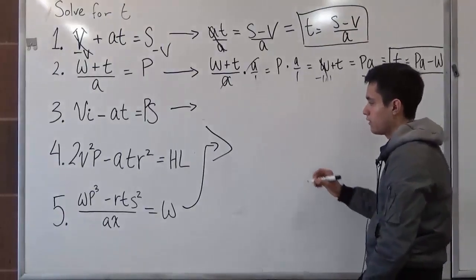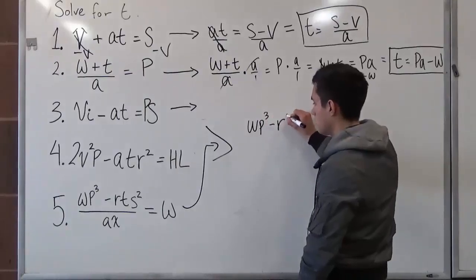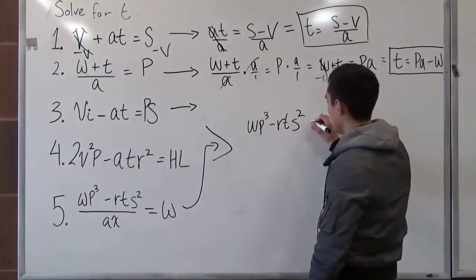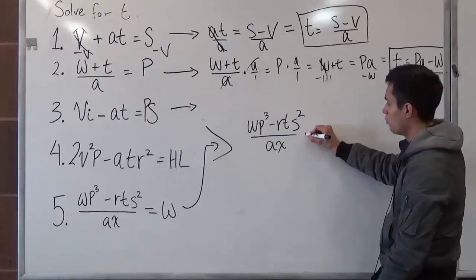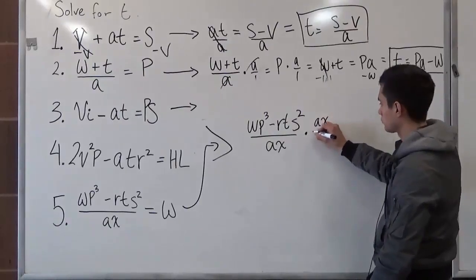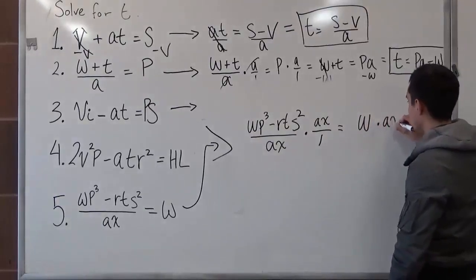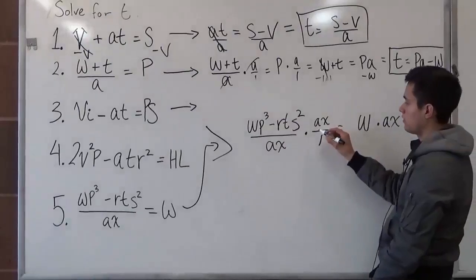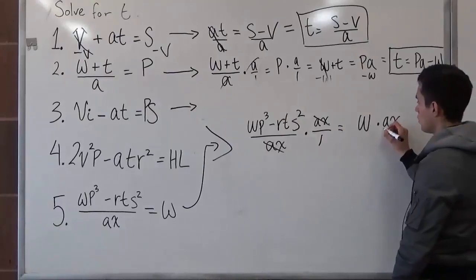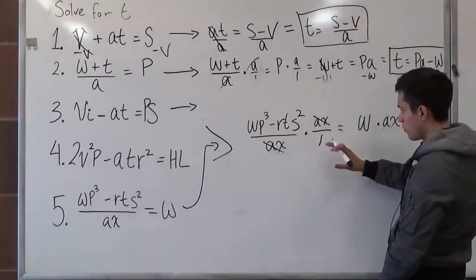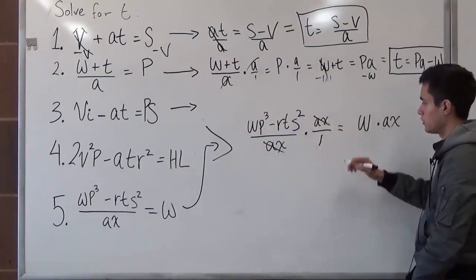And now we have wp to the 3rd minus rts squared over a times x. So as we did in question number 2, we multiply the denominator, equal to w times a times x. We multiply the denominator in order for it to cancel out and bring it over to this side. So the one is basically just another way to say wp to the 3rd minus rts squared. So it doesn't really matter.